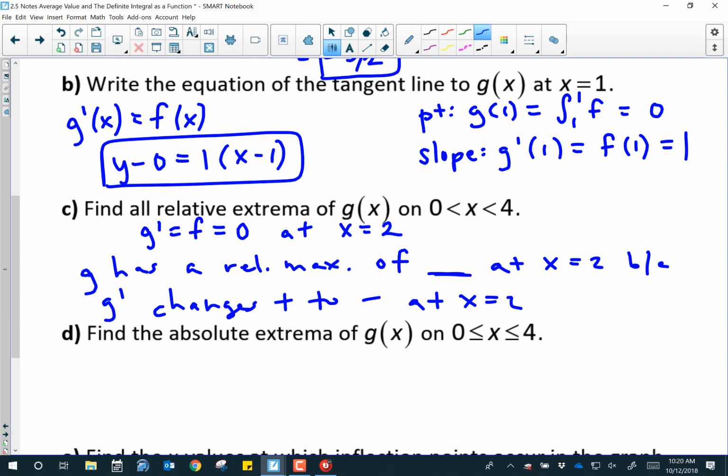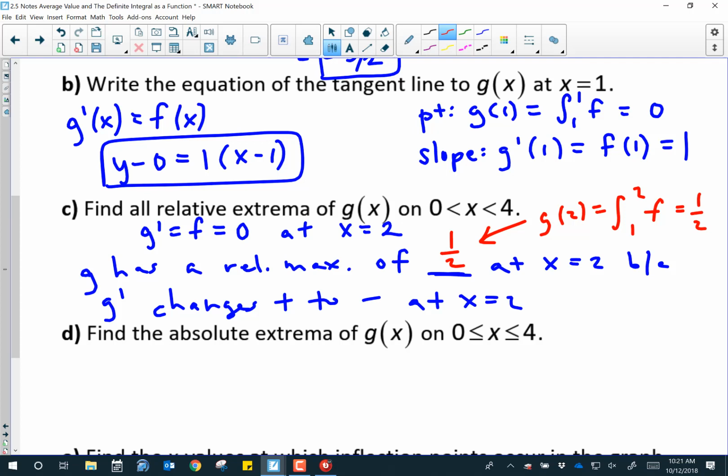Now, just reminding you of language. If it says find all relative extrema, that means you have to find the y value. They will specifically say at what values of x does it occur if they're just asking for the x value. So I need to actually calculate what g of 2 is. So g of 2 is equal to the integral from 1 to 2 of the graph of f. And what is that? 1/2. Good? All right, so this is a good review of all those old things because those are not going away.